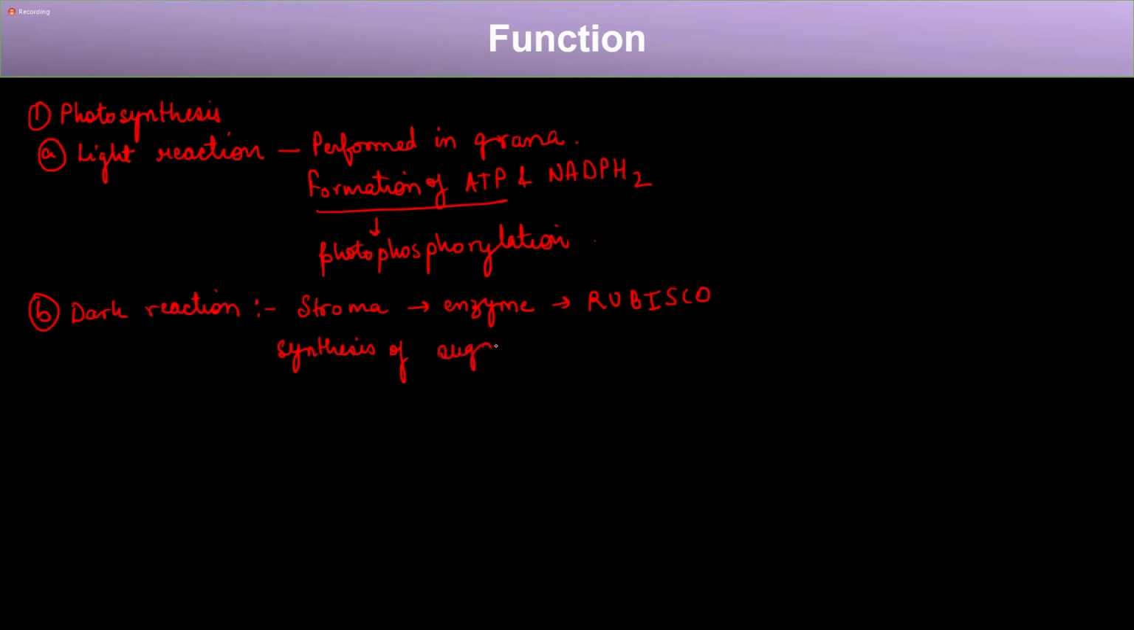So the synthesis of sugar takes place in the stroma, and the formation of ATP takes place in grana. Apart from this, the second function of chloroplast is storage of starch. So these are the functions of chloroplast.